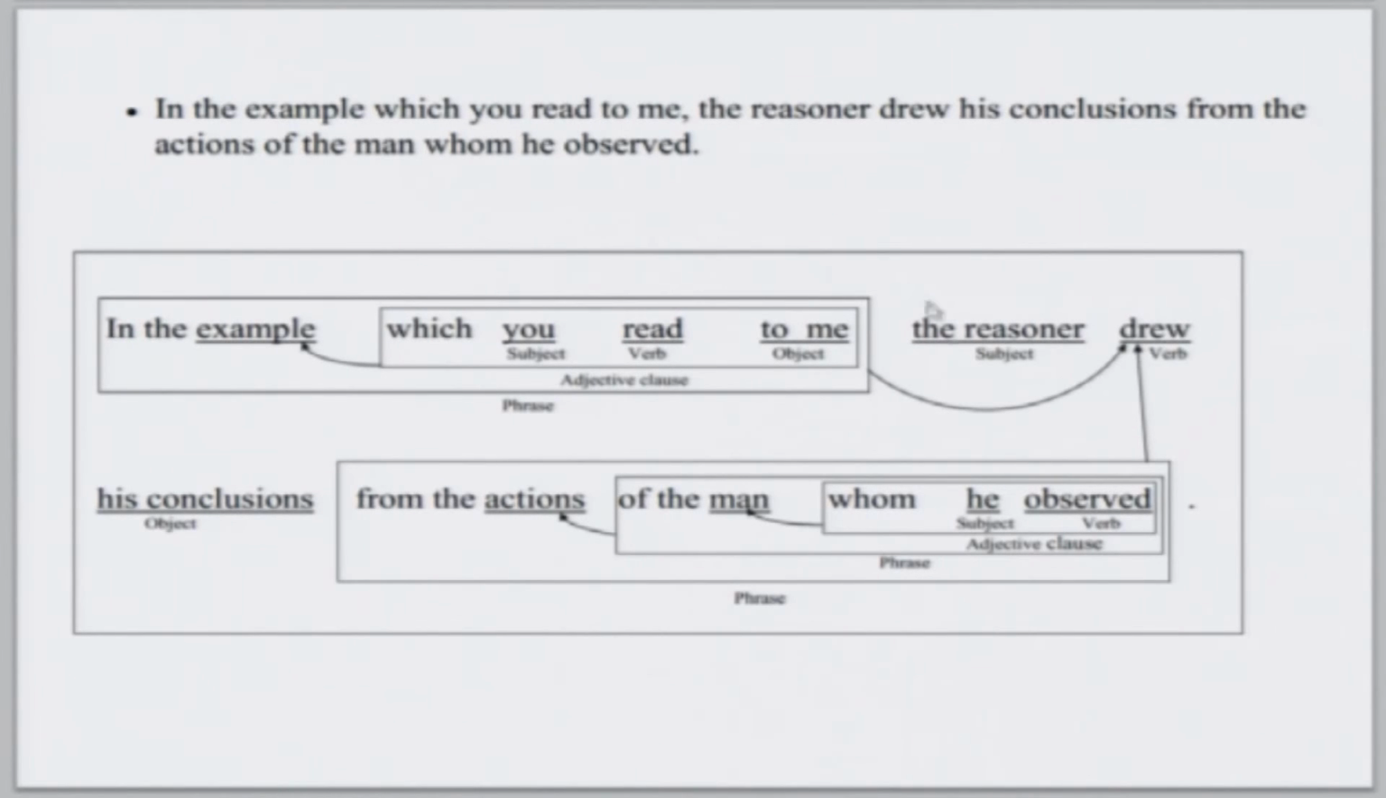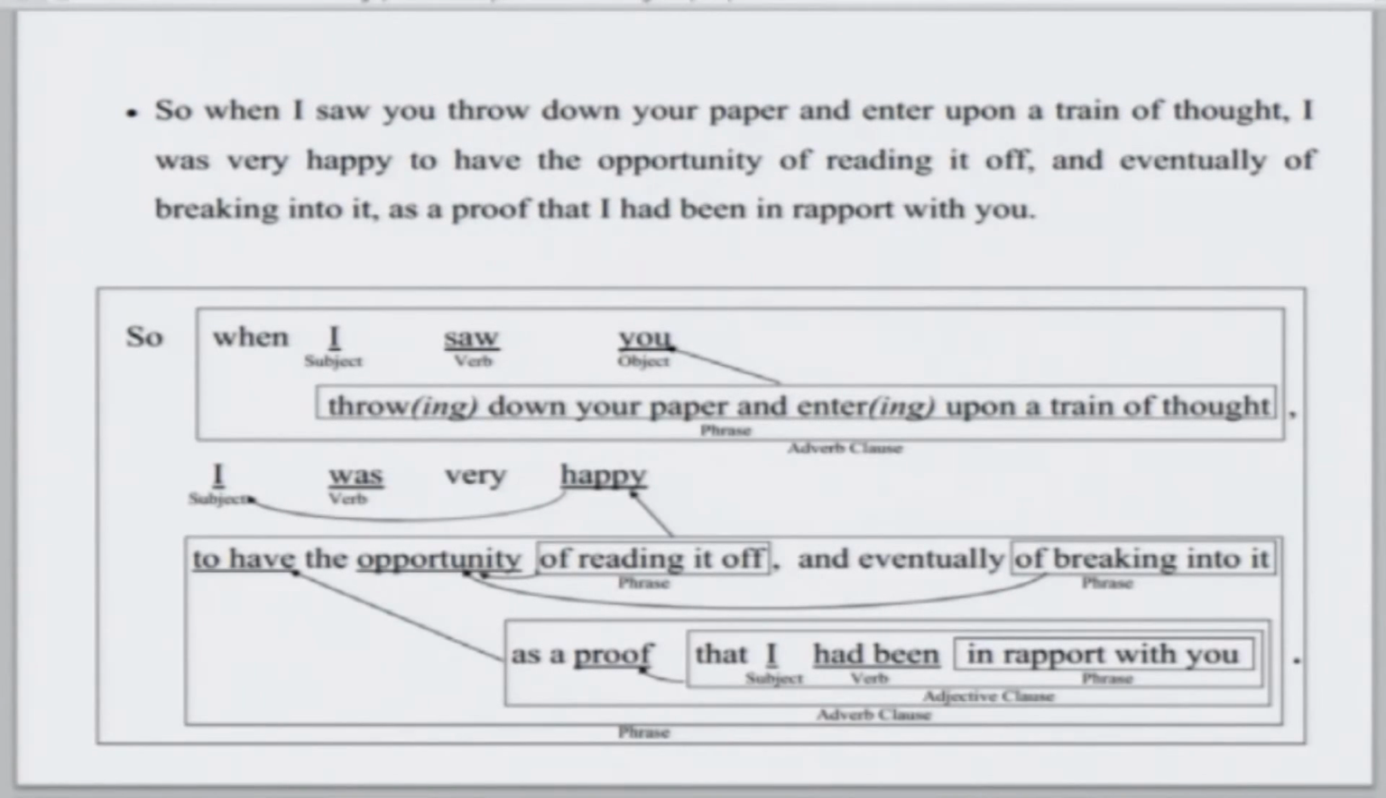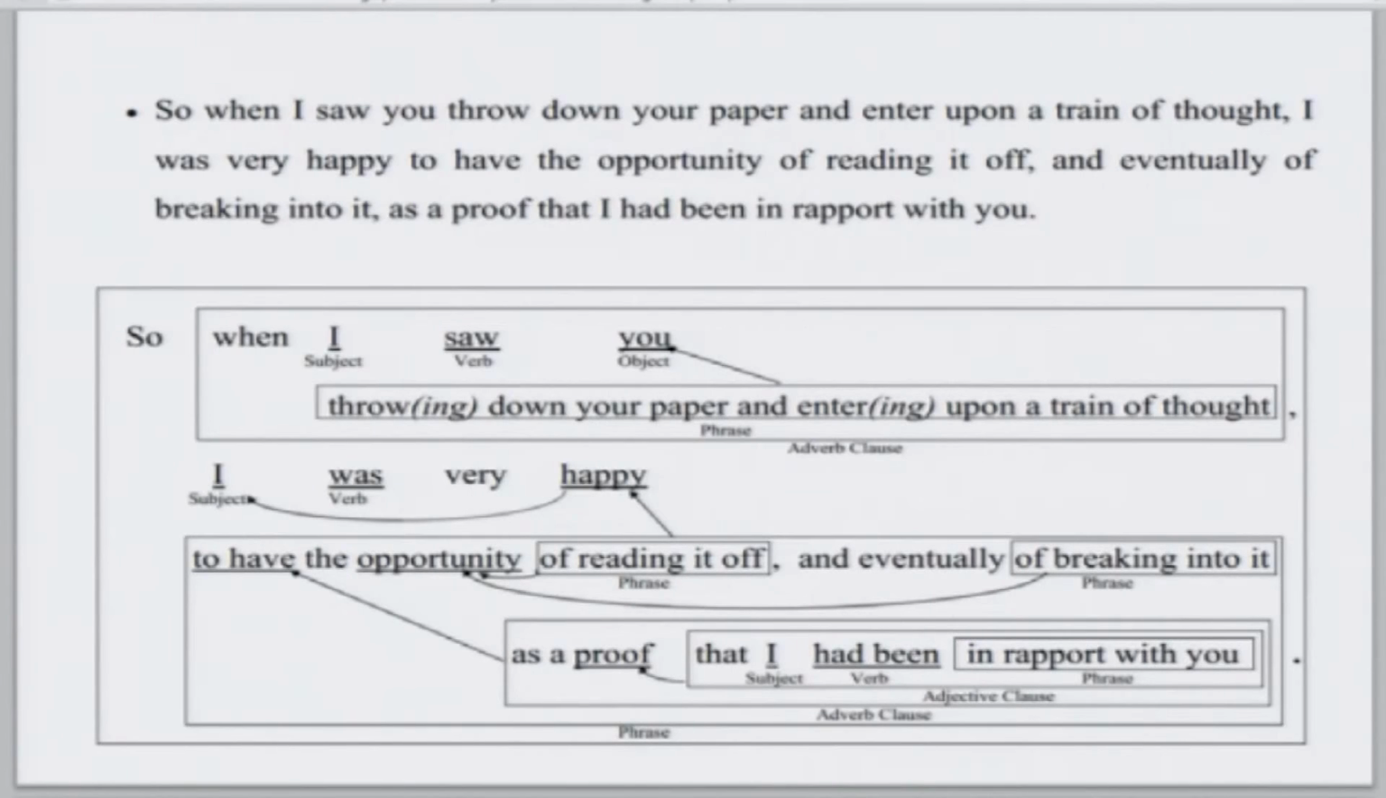Okay. So, this is a complex sentence with one main verb and one main clause and 2 subordinate clauses. Okay. Slowly our examples are becoming bigger. So, when I saw you throw down your paper and enter upon a train of thought, till now nothing has started. Subject has not come into picture.